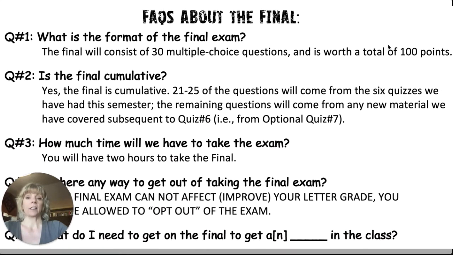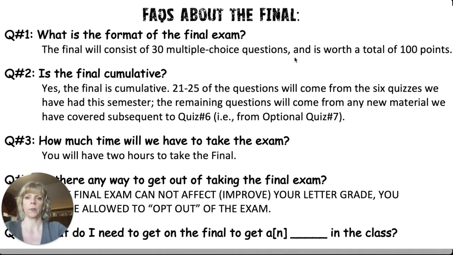Questions people typically ask me about the final, what's the format? And you guys probably know from earlier in the semester, the final is multiple choice. It is cumulative. There will be a total of 30 questions on here. So 30 questions, total of 100 points, or about 3 1/3 points per question. So when you're doing some calculations later, you can do the math for yourself.